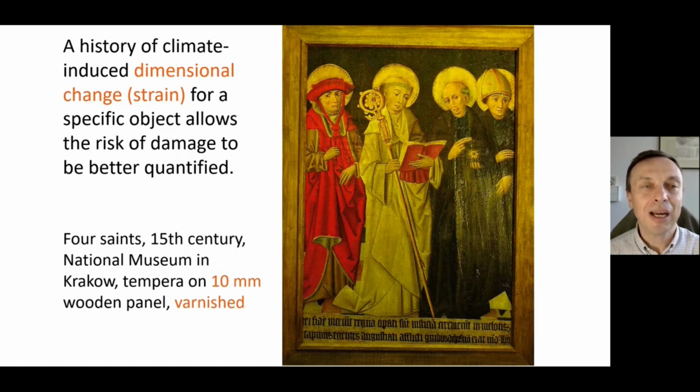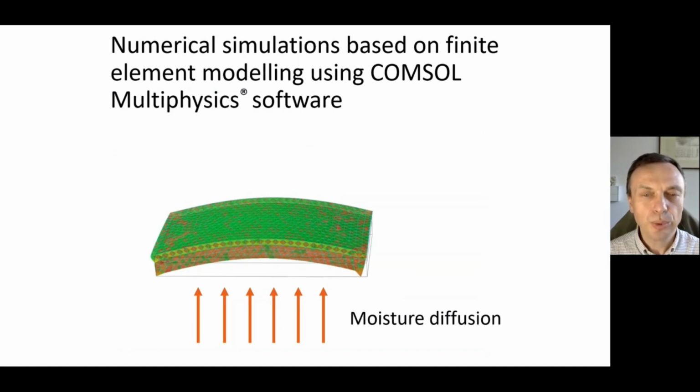And let's look at the dimensional change, the strain of this object, which is a much better indicator of the risk than just relative humidity variation. To do that, we built a model in one of the available software packages for finite element modeling. In this case, we use the COMSOL Multiphysics software. And here you can see an example of such a model. And moisture can access the object only from the back side because the front side is varnished.